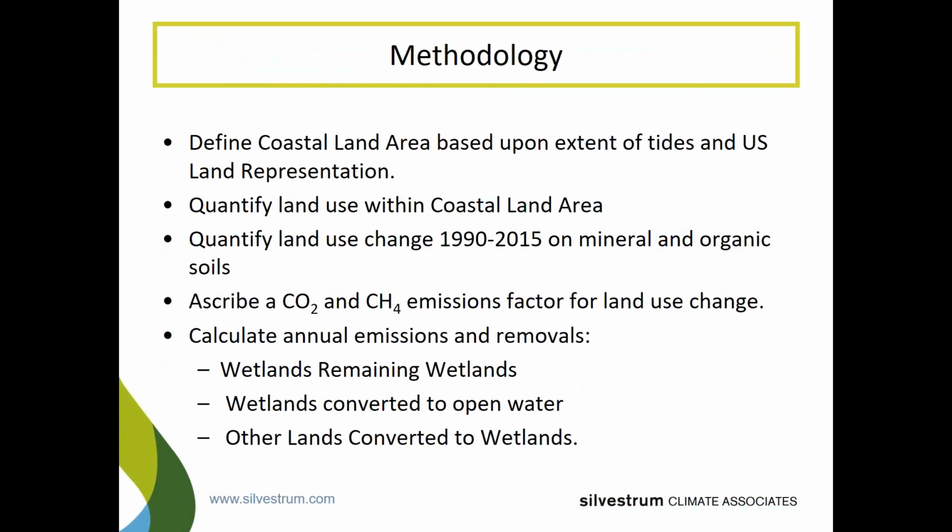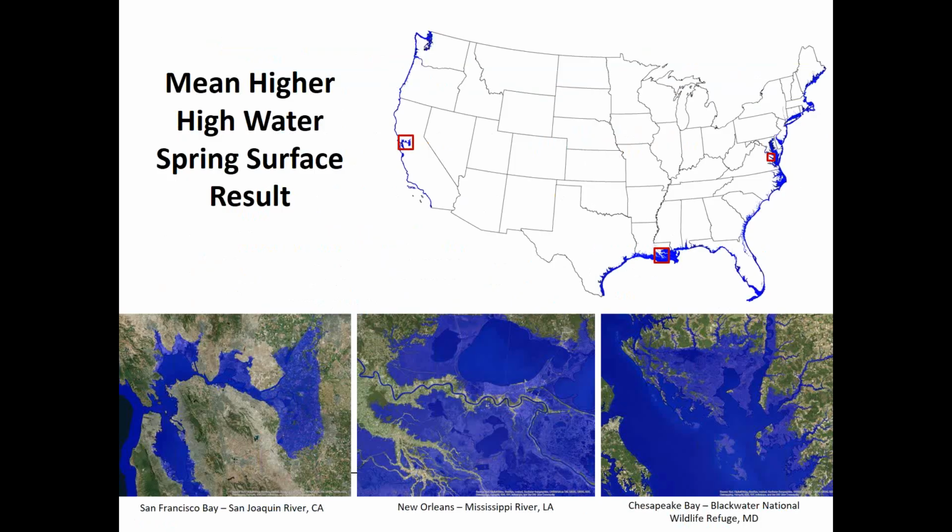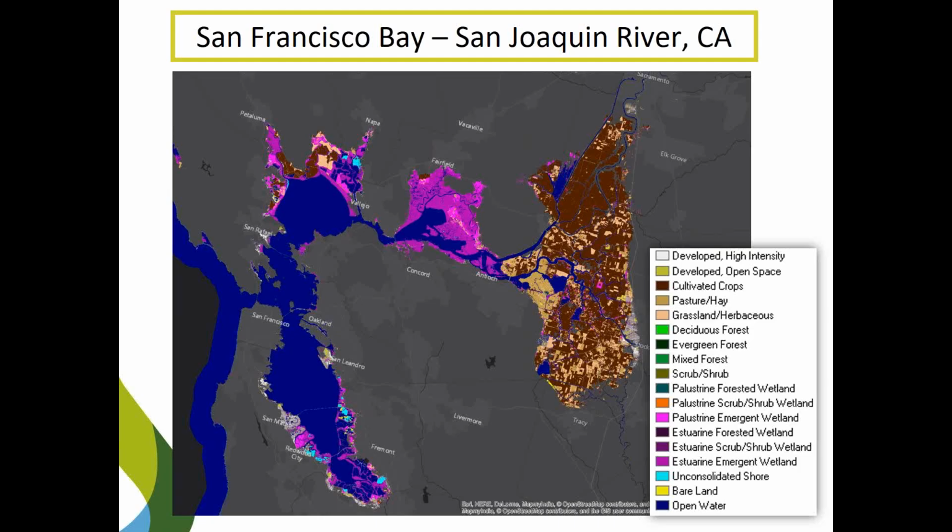And this is what the data looks like. Here you see the coastal land area for the lower 48 of the US, with examples from San Francisco Bay, New Orleans, and Chesapeake Bay. If we zoom into San Francisco Bay, this is what the CCAP data looks like. The pinks and the purples represent different types of coastal wetlands, with the browns, tans, and yellows representing agricultural land, which is now below sea level. And that agricultural land back in time would once have been coastal wetlands.